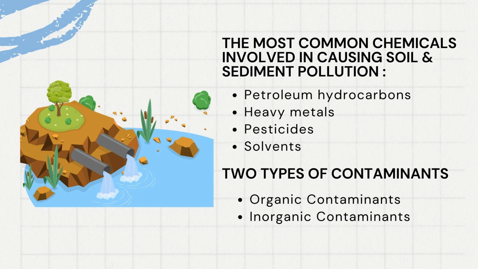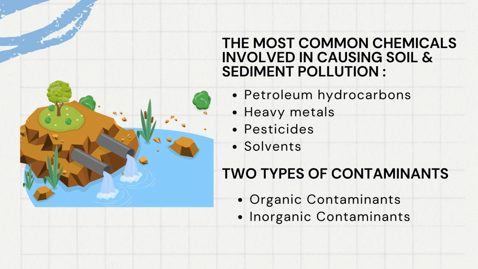Next is pesticides. Agricultural practices often involve the use of pesticides to control pests. However, improper application, runoff, or leaching can lead to the presence of these chemical compounds in the soil. And lastly is solvents. Solvents are chemicals commonly used in industrial processes. Improper disposal, spills, or leaks can introduce solvents into the soil.